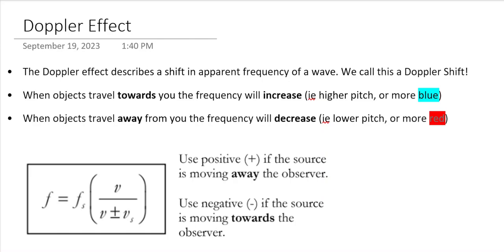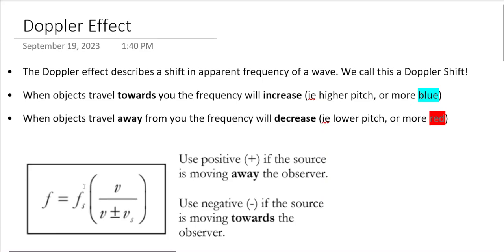Okay, so when an object travels towards you, the frequency will increase, you have a higher pitch, or more blue. And when an object travels away from you, the pitch will decrease, i.e. lower pitch or more red. Okay, so towards you, higher pitch, away from you, lower pitch.